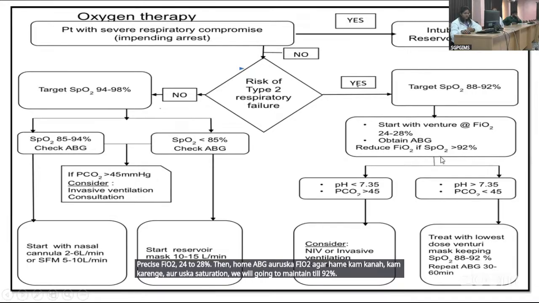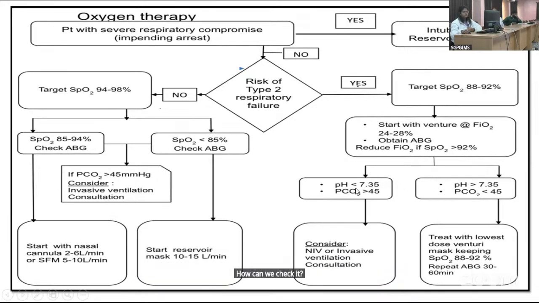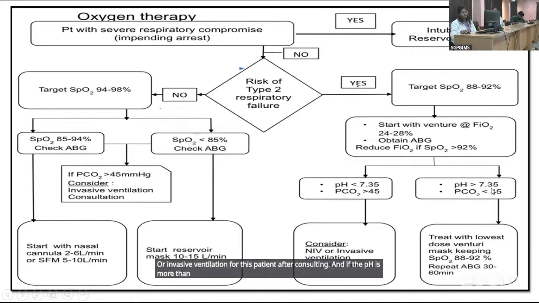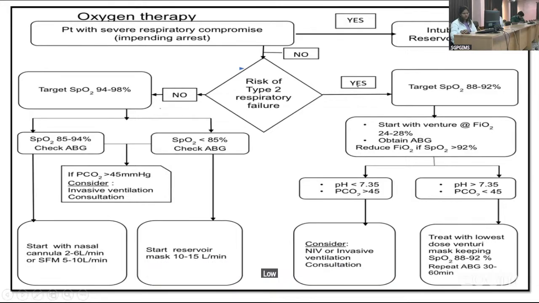So how can we check it? If the pH is less than 7.35 and PCO2 is more than 45, we will use NIV for this patient, or invasive ventilation after consulting. And if the pH is more than 7.35 and the PCO2 is less than 45, we will treat the patient with the lowest dose of Venturi mask, keeping the saturation at 88 to 92%.